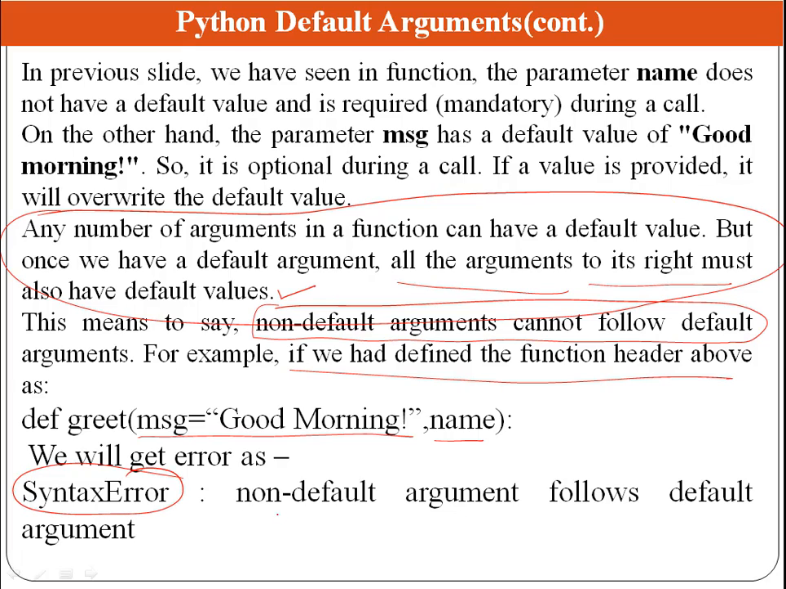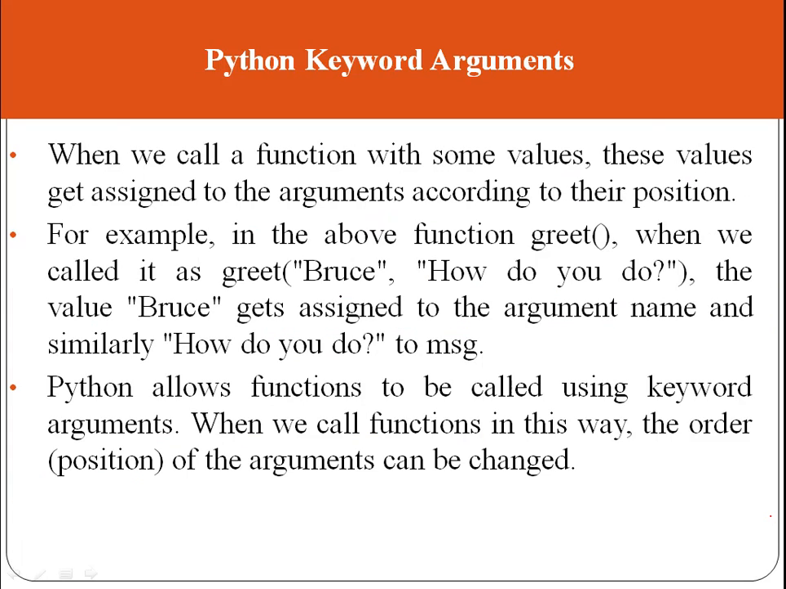When we call a function with some values, these values get assigned to the arguments according to their position. For example, in the above case, these are positional, so this first value is for name, and this second one is for msg. So the first value gets assigned to the argument name, and similarly the second to message.